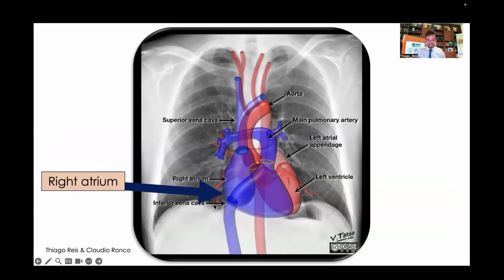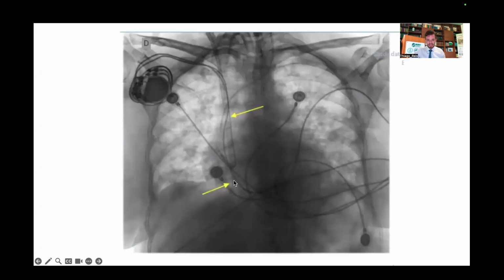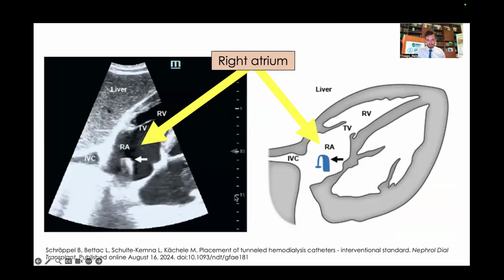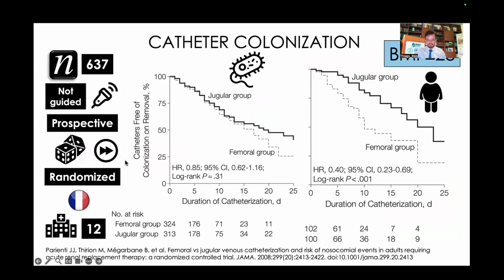So this is where the tip of the catheter should be placed. And here is an example. We can also assess the tip of the catheter using ultrasound. In this case, with this incidence of insonation, we can see the catheter over here.